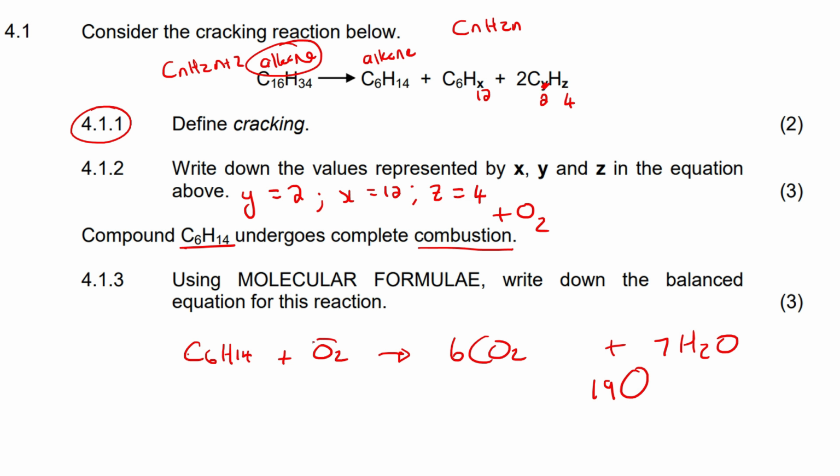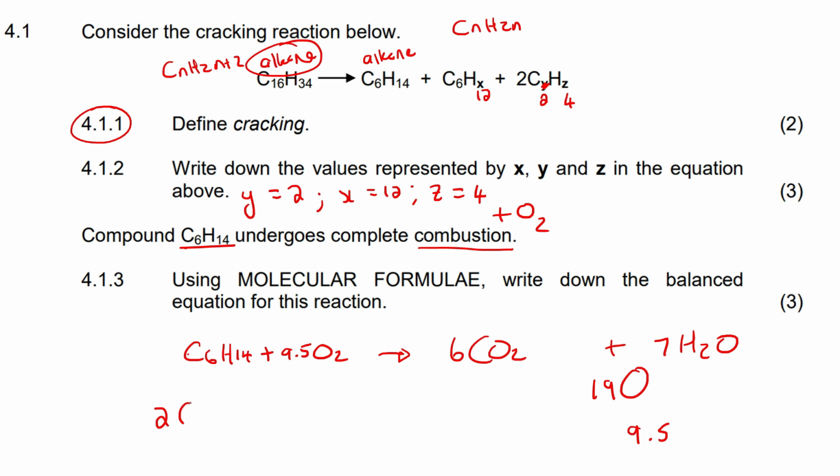So what would you have to multiply this with? Well, you would have to multiply it with, what is half of 19? Half of 19 is 9.5. So you'd have to multiply this by 9.5. Okay, because 9.5 multiplied by 2 would then give you 19. However, you don't want to leave your answer with decimals or fractions. So what we'll do is we'll multiply everything by 2.